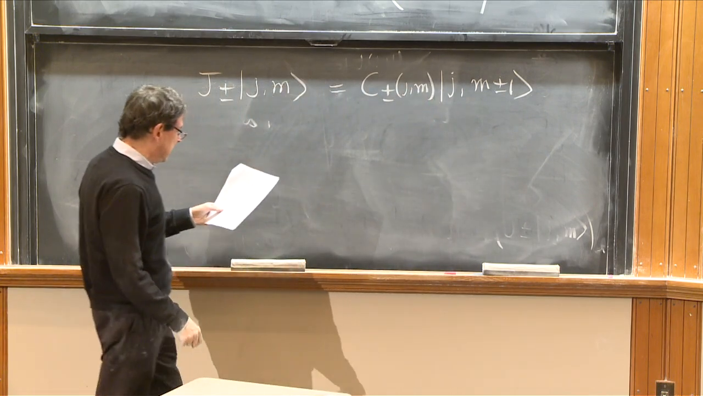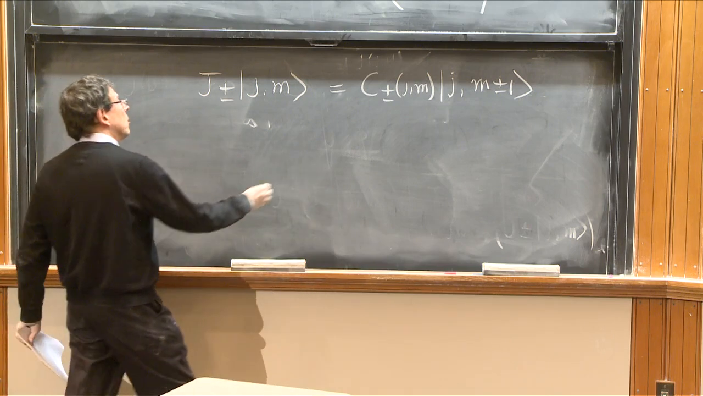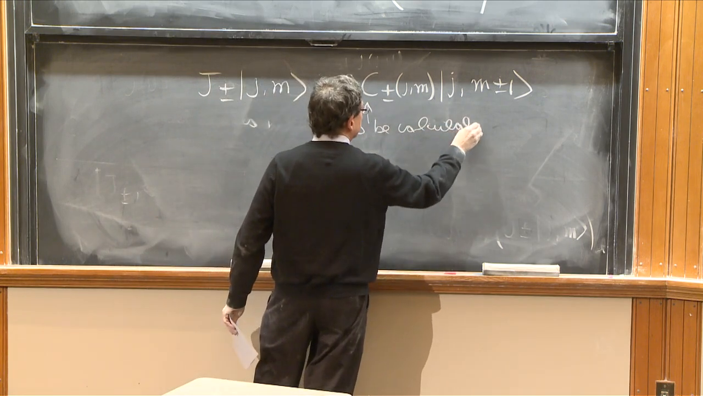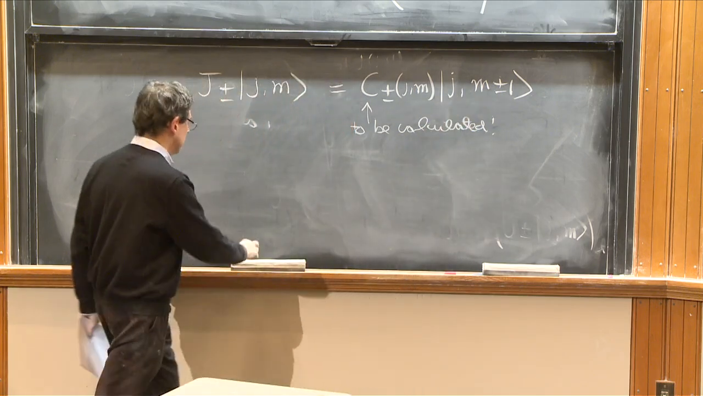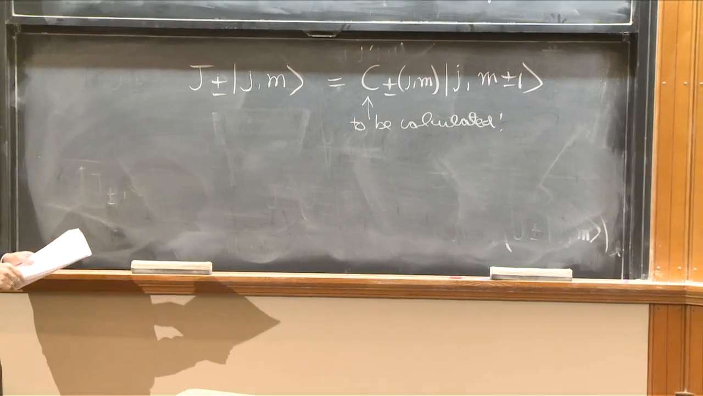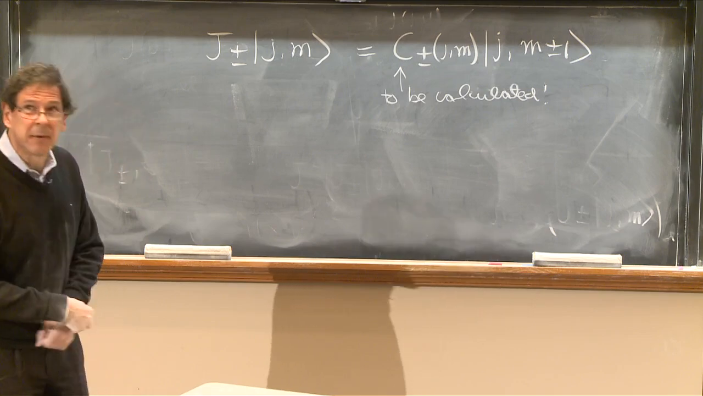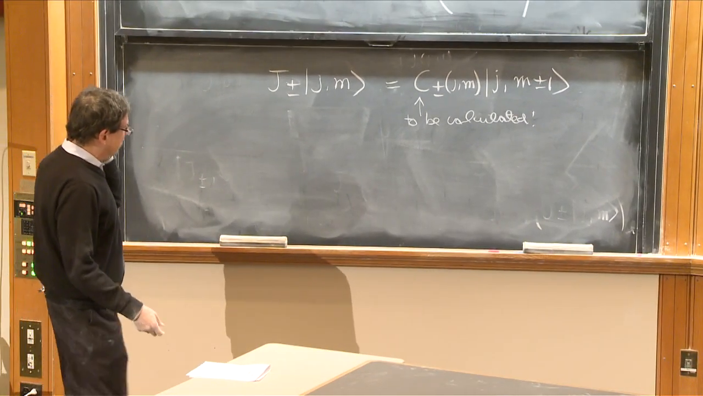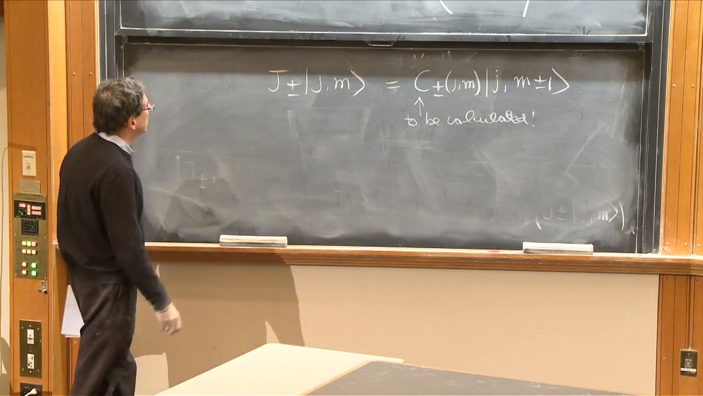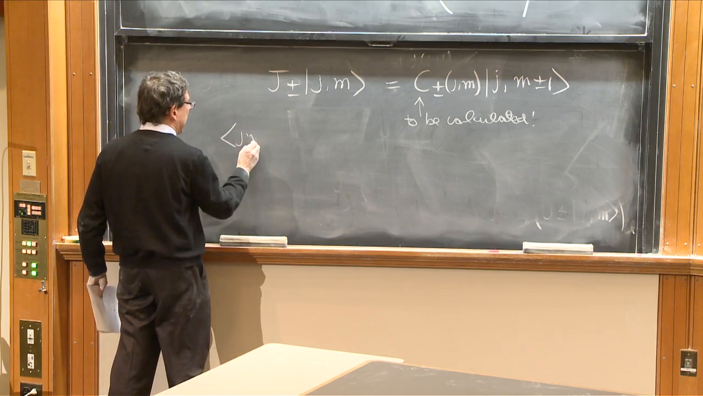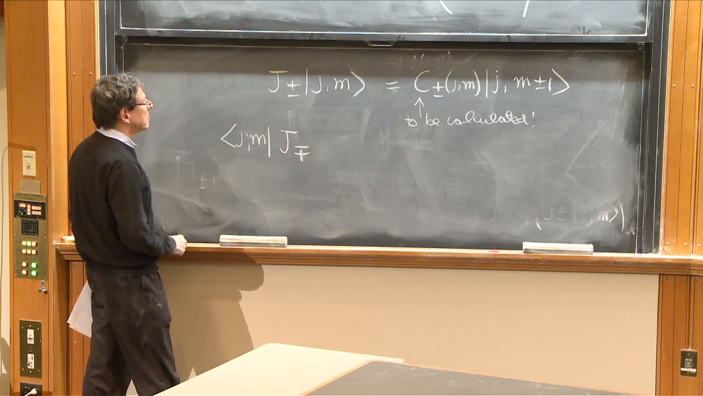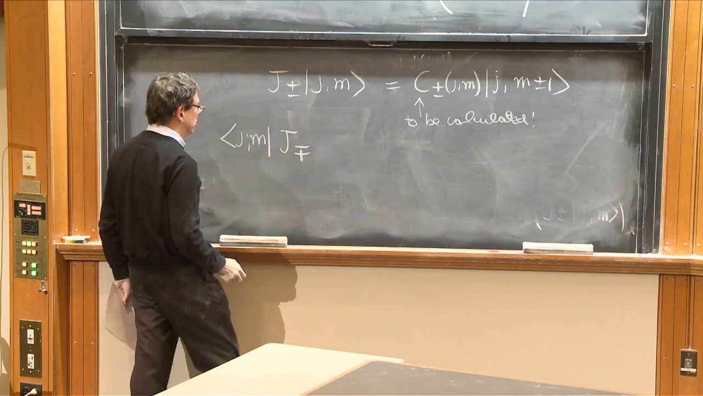And we'll call it the constant Cjm, to be calculated. So the way to calculate this constant, and that will bring us almost pretty close to what we need, is to take inner products. So we must take the dagger of this equation. So take the dagger, and you get jm, the adjoint, j minus plus, and hit it with this equation.